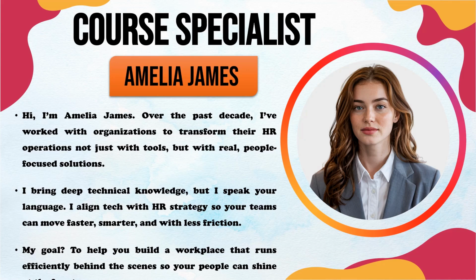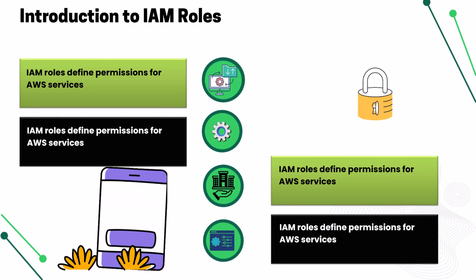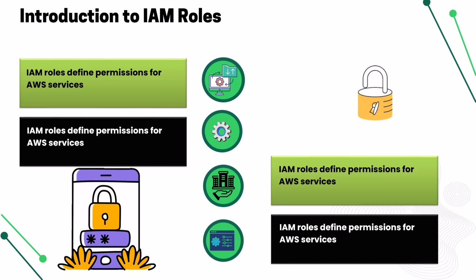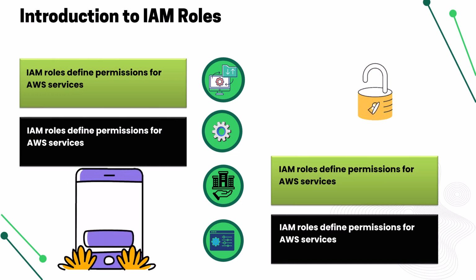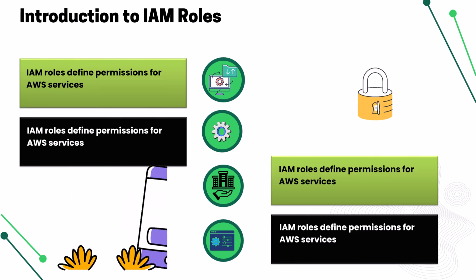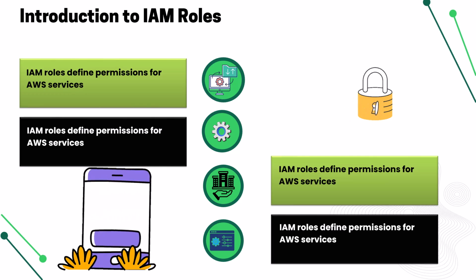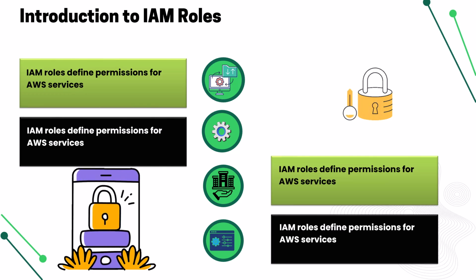IAM roles are like digital security guards, ensuring the right permissions are given to AWS services. They allow secure interactions without tying access to a specific person. Think of them like valet keys, handy for temporary use while ensuring security remains intact.